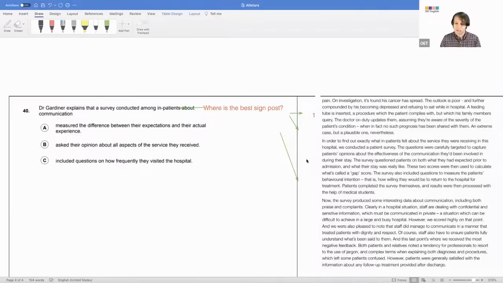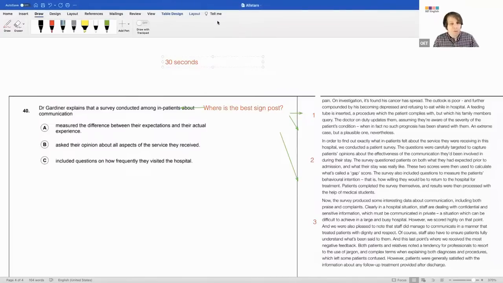Is it in paragraph one? Is it in paragraph two? Is it in paragraph three? Can anyone see where the signpost is and, you know, what paragraph it is? Please type into Facebook. I'll give you guys a bit of time. I'm going to give you guys 30 seconds. Okay, that was a bit more than 30 seconds, but I thought I would give you a bit of time.